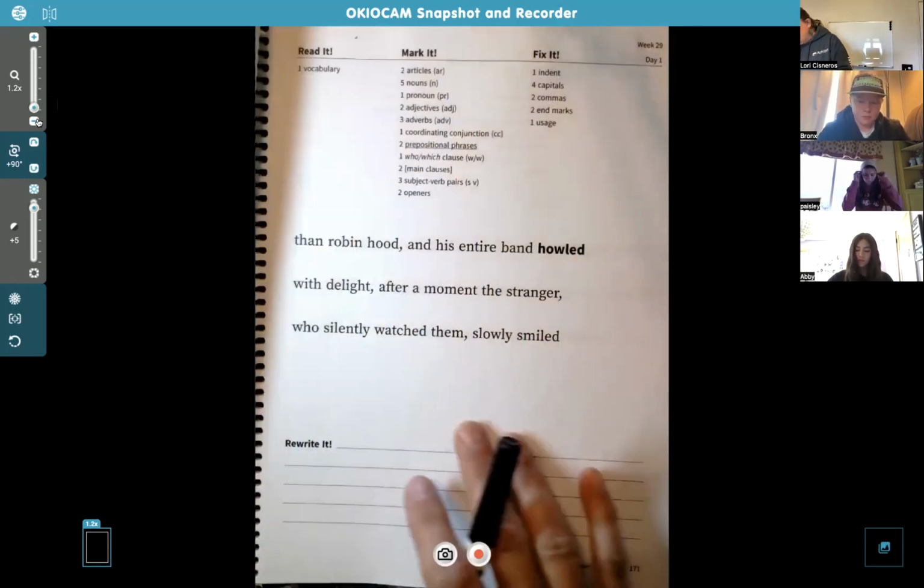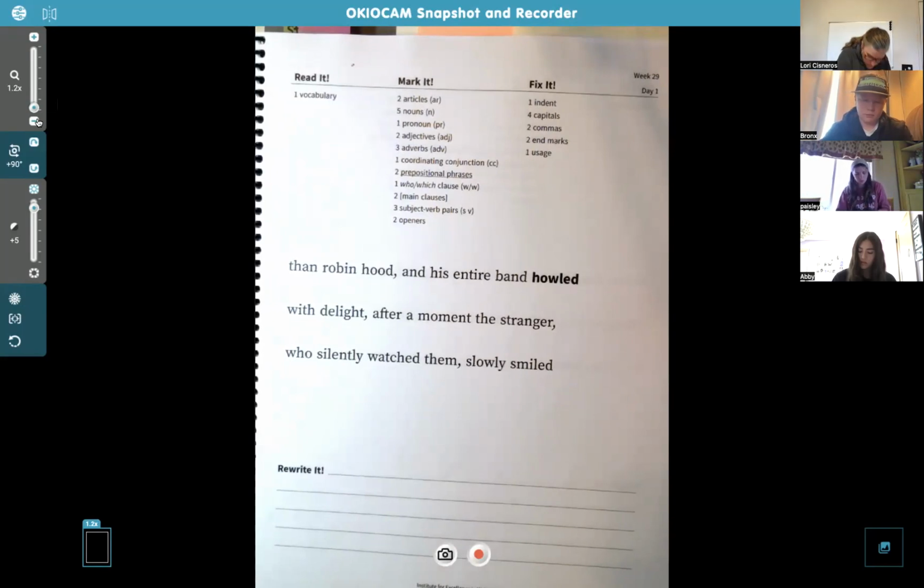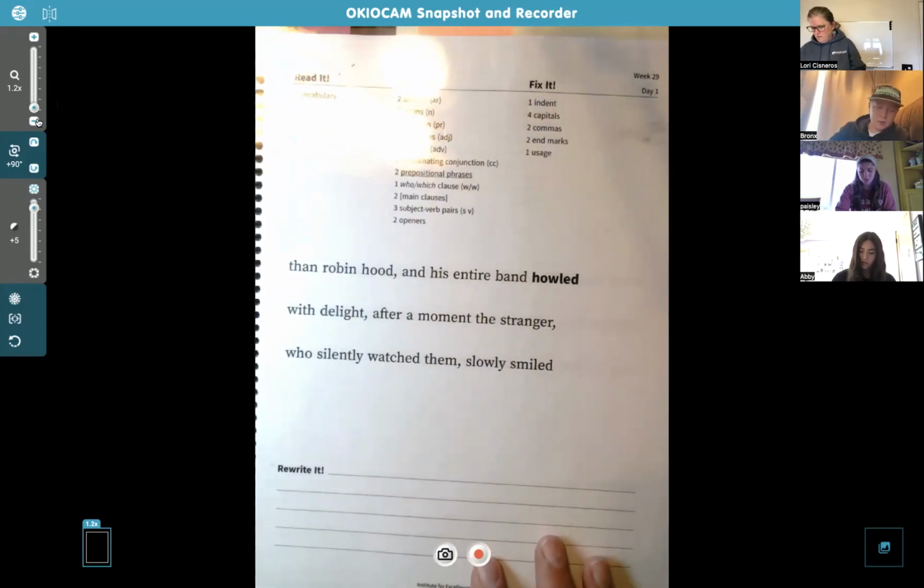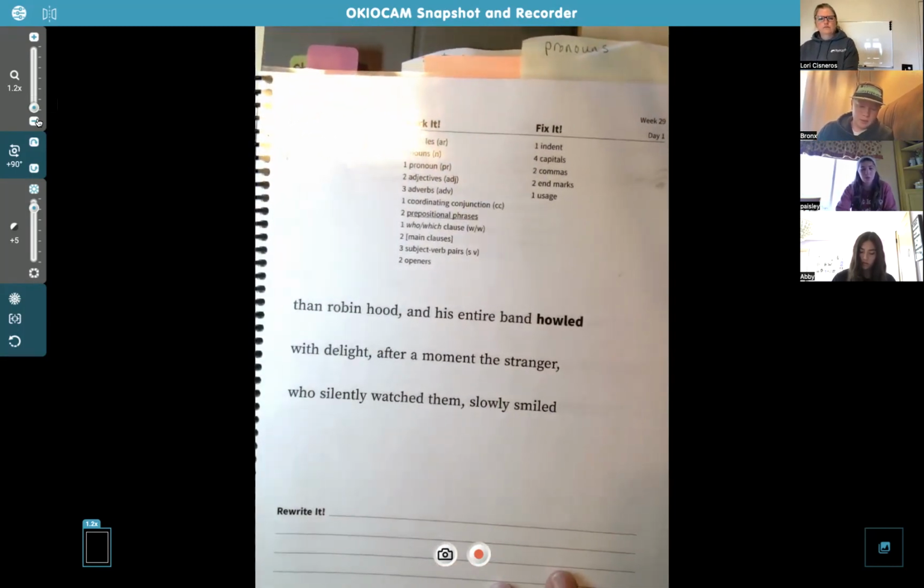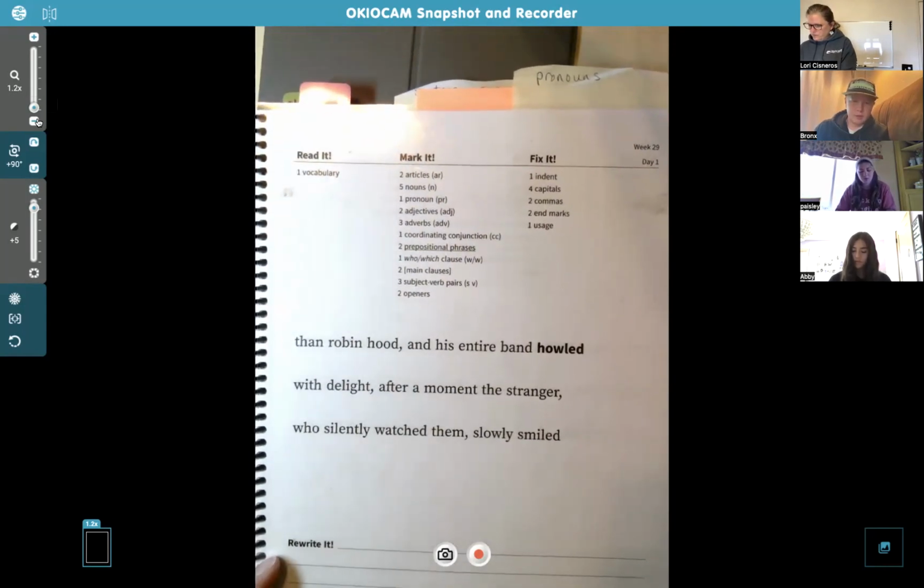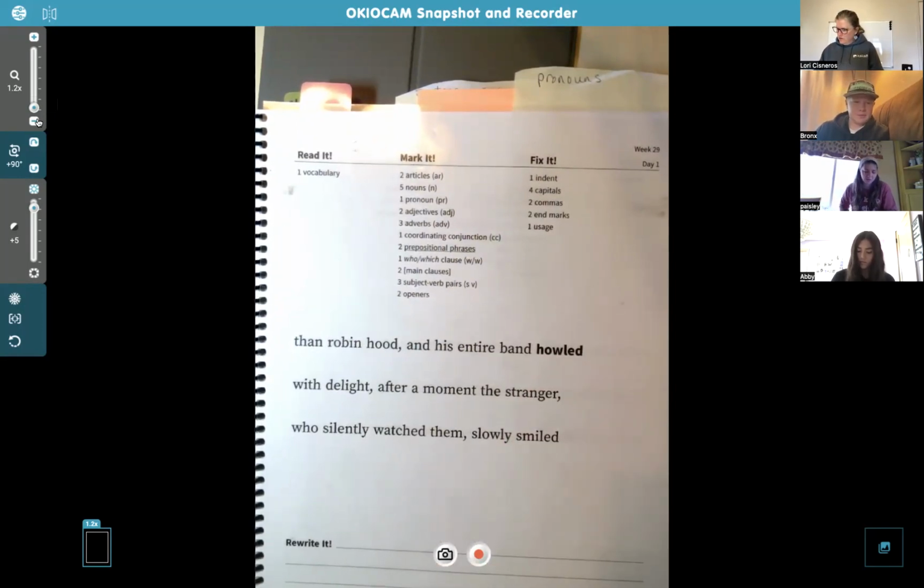Okay, let's go on to page 171. Let's see, Paisley, could you read the sentences to us today, please? Then Robin Hood and his entire band howled with delight after the moment the stranger who silently watched them slowly smiled.